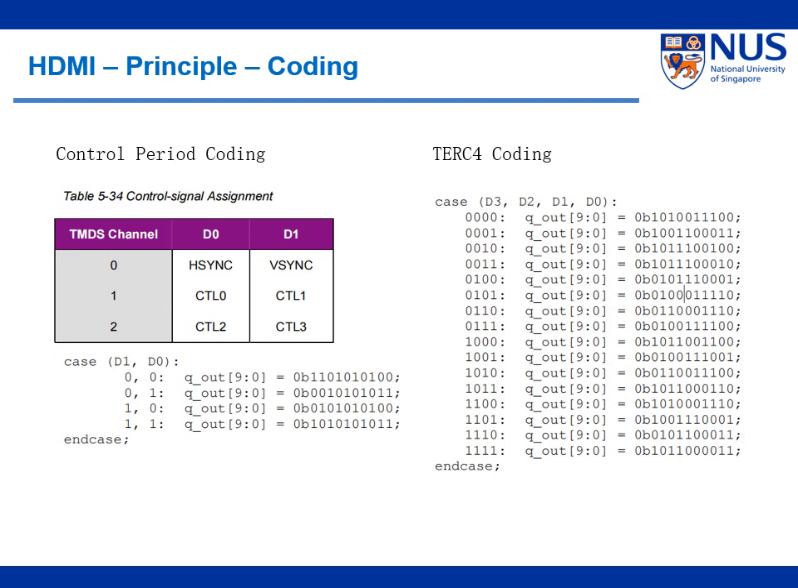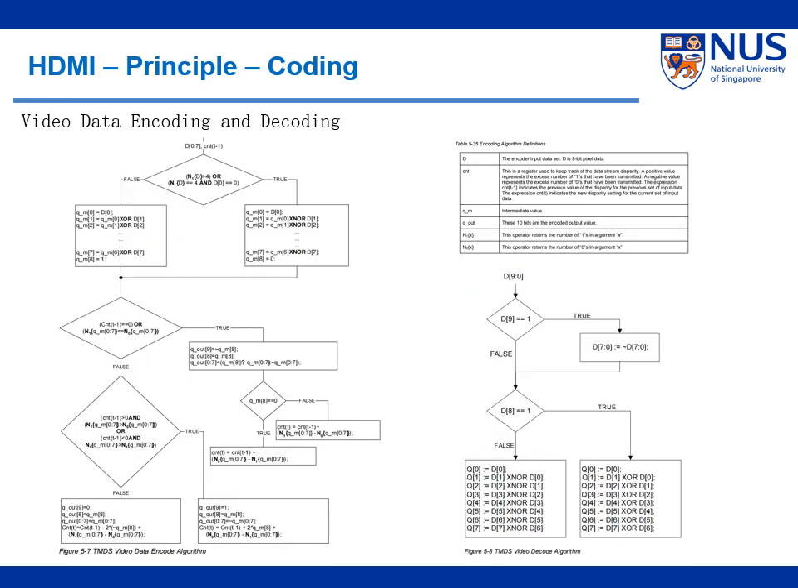On the left is how the 2 control signals for each of the 3 TMDS channels are encoded. On the right is TMDS error reduction coding, TRC4, which is used during the data island period to encode 4 bits per channel into the 10 bits serialized and transmitted. This page is video data encoding and decoding, with figures of the encoding algorithm definitions, and the encoding algorithm and decoding algorithm.